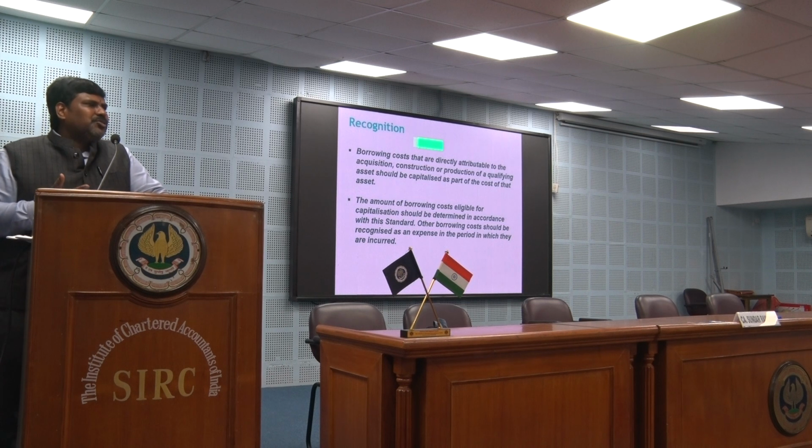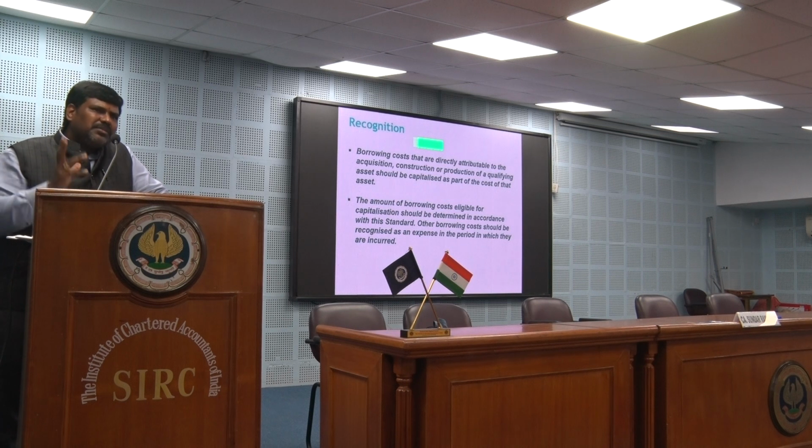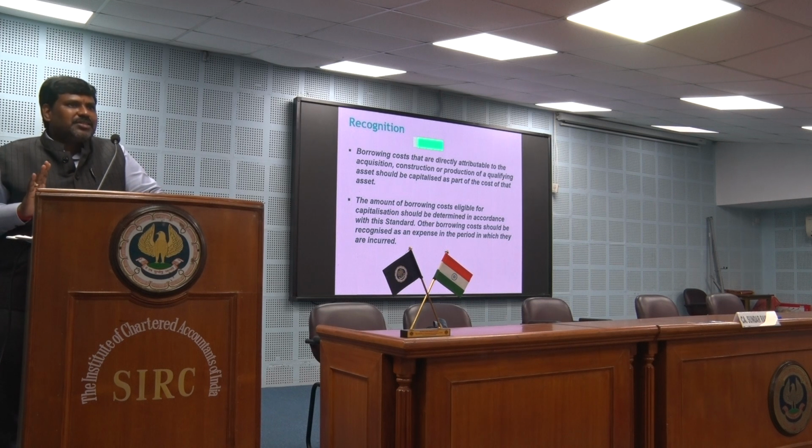Because in sum and substance, though for the company law purpose it's the capital in ownership, but there is a definite repayment. There is nothing called as redeemable and fixed return. It's more a debt character. But for the purpose of this standard, preference capital also is regarded only as the owner's imputed cost and does not fall under the borrowing cost.